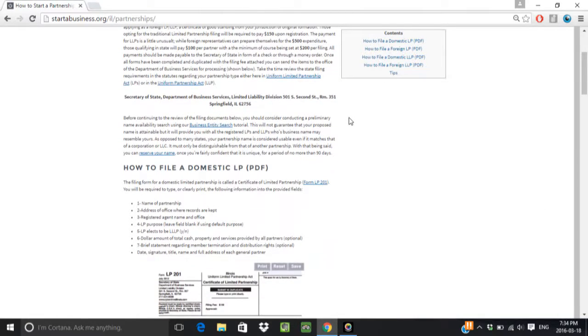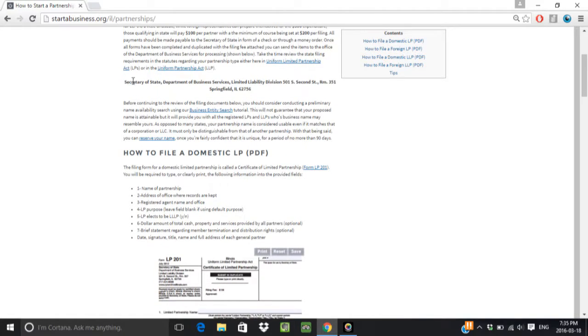Also, I should say, if you want to check out the state statutes regarding your partnership type, you can click here or here. This one's for LLPs and this one's for LPs. This is the address here for the Secretary of State office when you send things in.